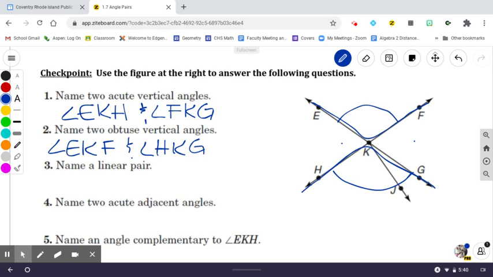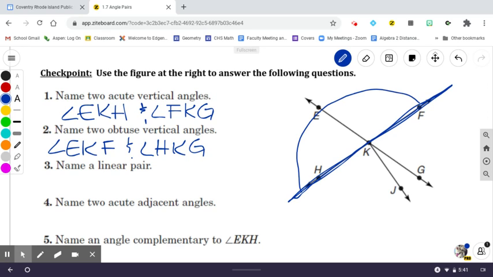Remember that when you're naming angles, you use 3 letters, all capitals, and the middle letter is the vertex. Other than that, the order doesn't really matter, just as long as the vertex is in the middle. Name a linear pair. So in order to name a linear pair, we need a line. So let's use this line. Now we need two angles that together make that line. So see these two, or I could have done the other side also, it doesn't matter. But this side is a little cleaner because there's only two angles on it. So this one here, EKH, and this one here, EKF. Those would be considered a linear pair.